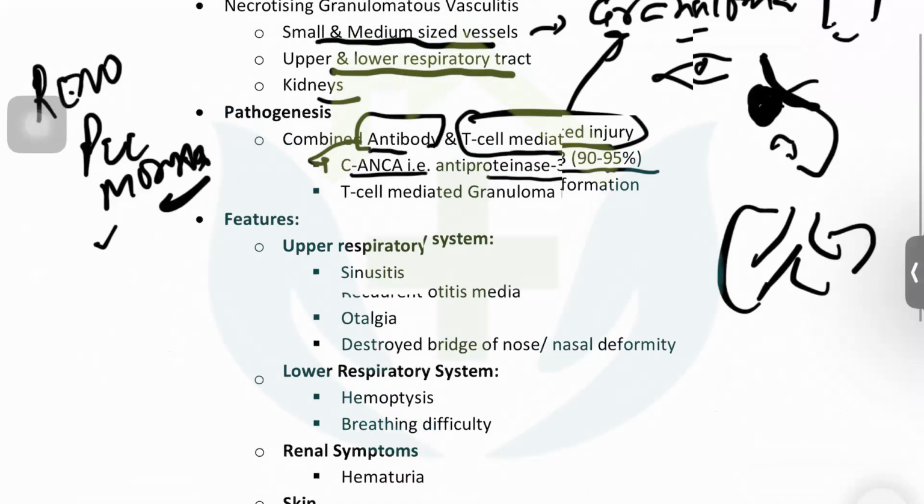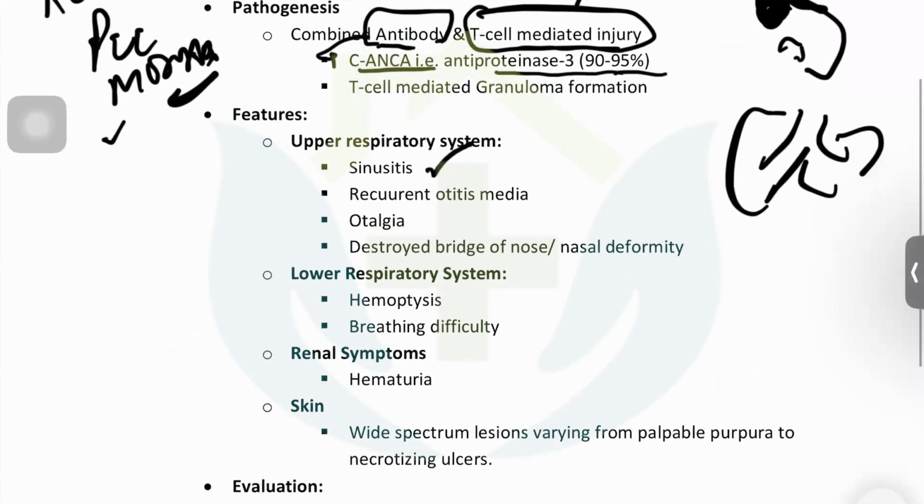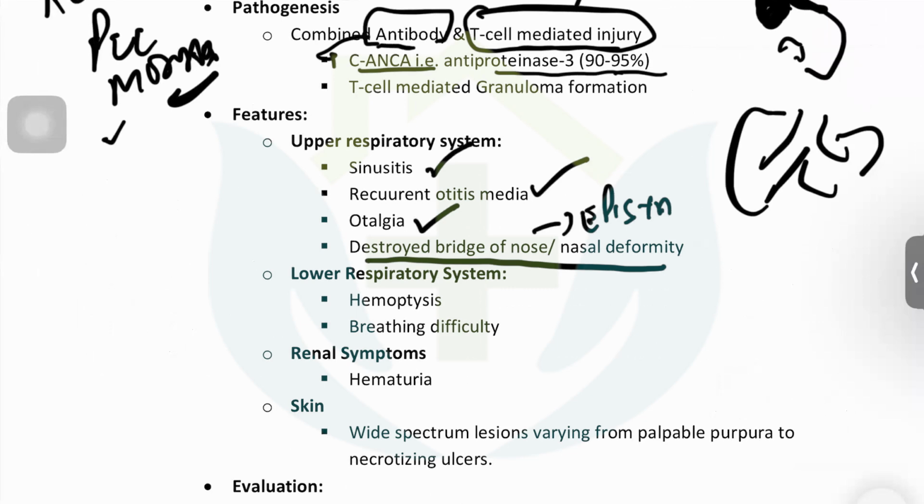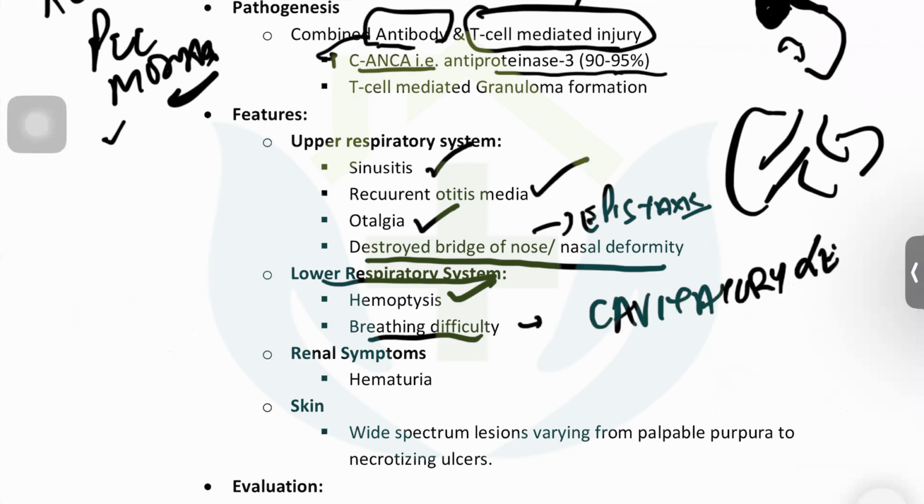Patients usually have sinusitis, recurrent otitis media, otalgia, destroyed bridge of nose with nasal deformity, and epistaxis. Lower respiratory tract involvement leads to hemoptysis, breathing difficulty, and cavitatory lesions in the lungs. So you need to know the differentials of cavitatory lesions of the lungs.